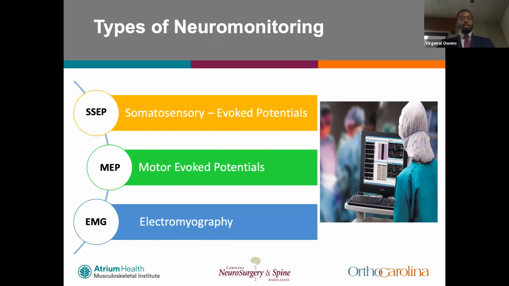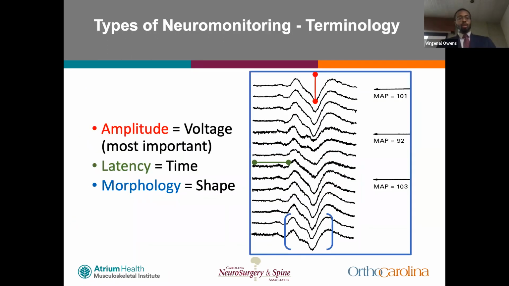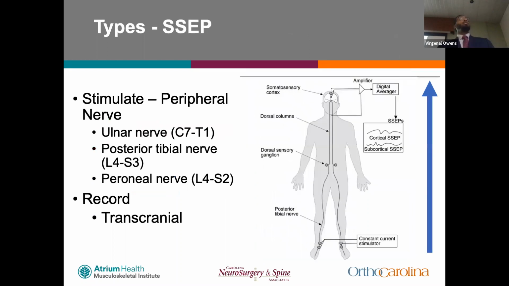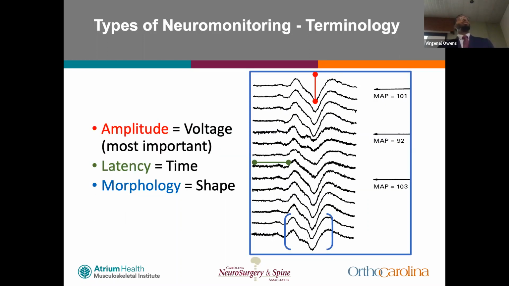So I'll go through these three main types of neuromonitoring that you see most commonly in spinal surgery. The first is somatosensory evoked potentials, the second is motor evoked potentials, and the third is electromyography. And then just thinking about some terminology, there are three things to kind of think about as we continue. Amplitude, which kind of deals with the wave you see on the right, the size of the response that you get. And that's usually considered to be the most important.